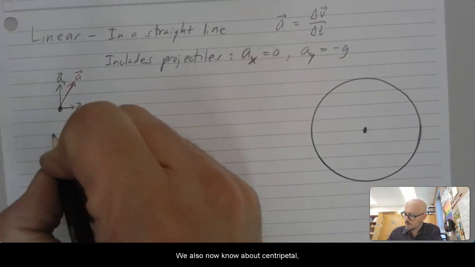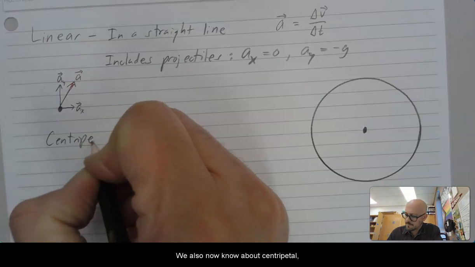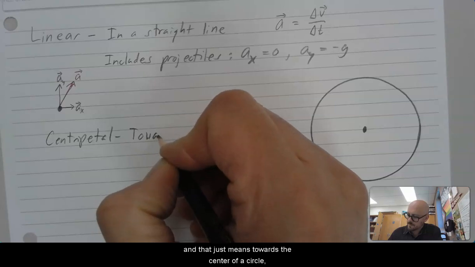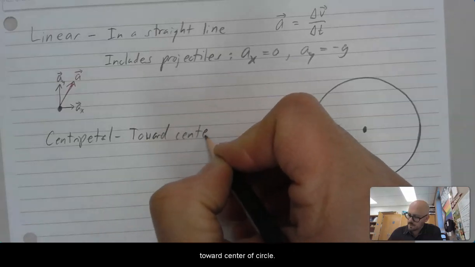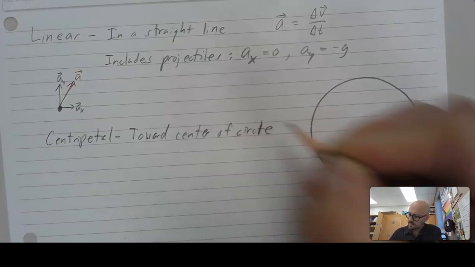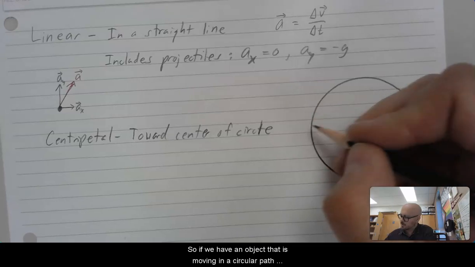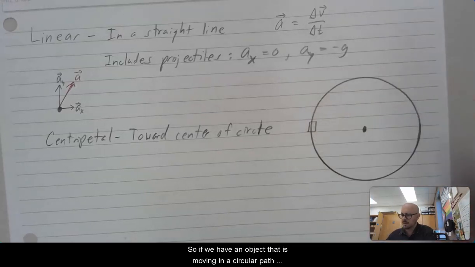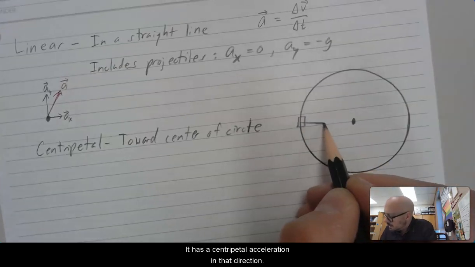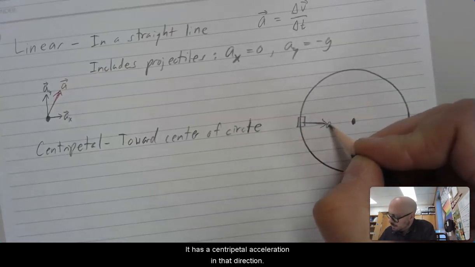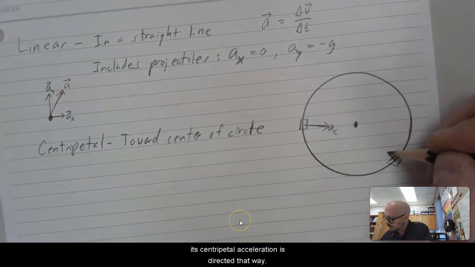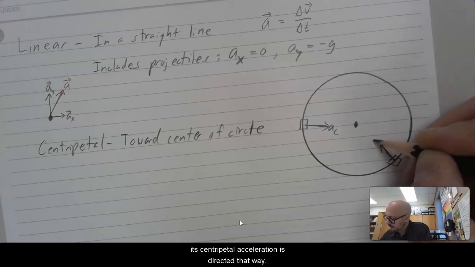We also now know about centripetal, and that just means towards the center of a circle. So if we have an object that is moving in a circular path and it's right there, then it has a centripetal acceleration in that direction. When the object is down here, its centripetal acceleration is directed that way.